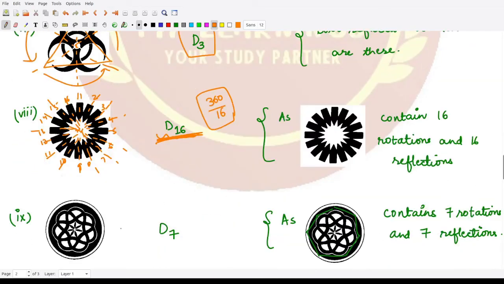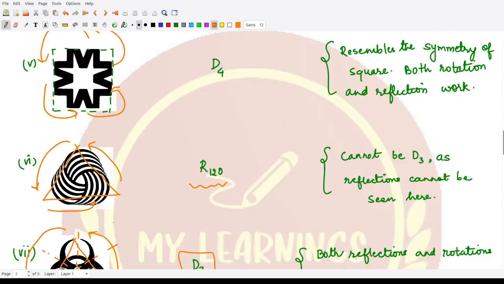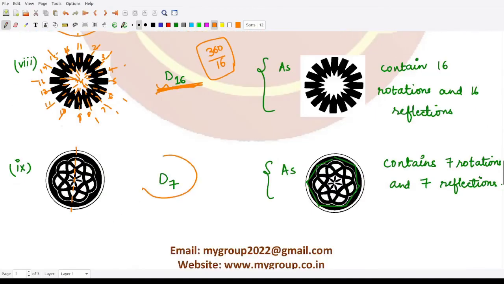What about this one? Here you have a symmetry of D7. How? If you see it more carefully, you have 1, 2, 3, 4, 5, 6 and 7 sides in total covering this design. Hence there would be 7 rotations, by 360 divided by 7 degrees, and there are 7 reflections. How would the reflections work? Here you can see you can have the 7 axes of reflection, correct? So that is why we have D7 as the symmetry here.